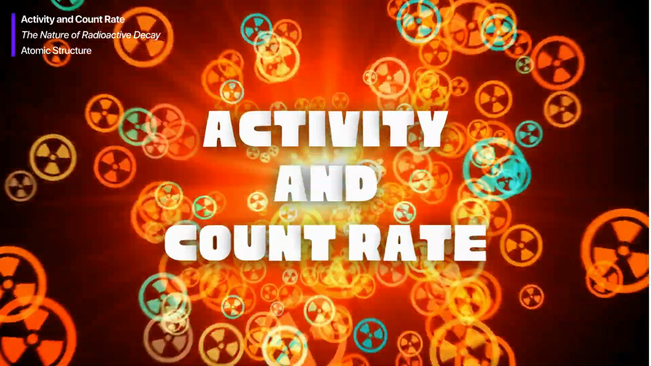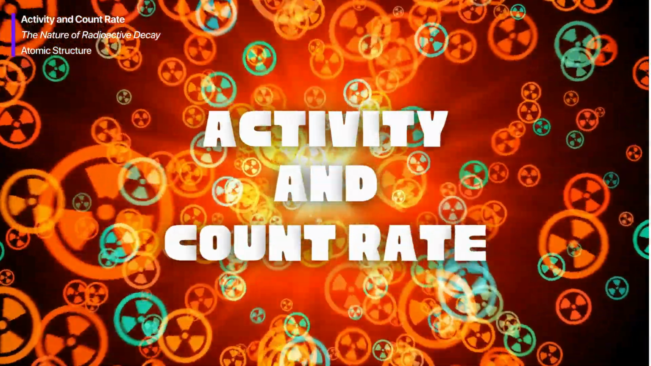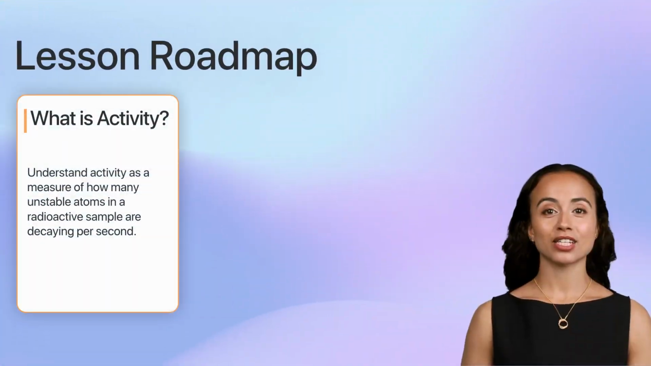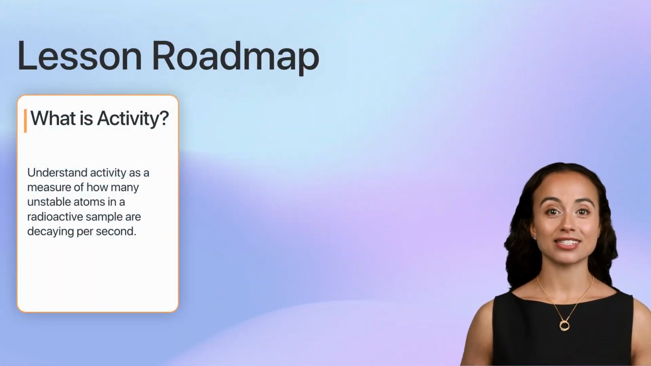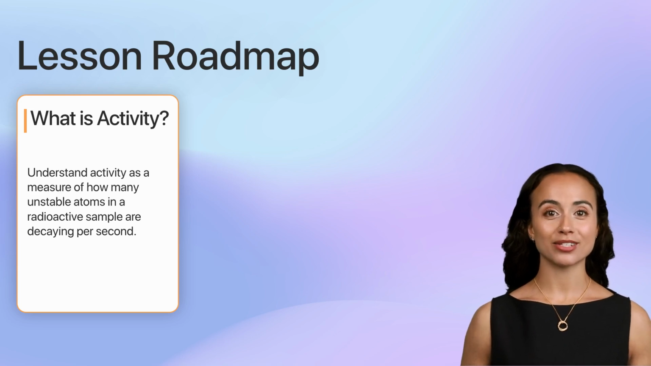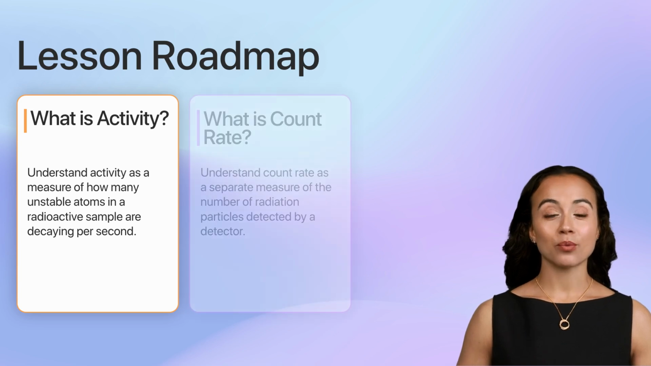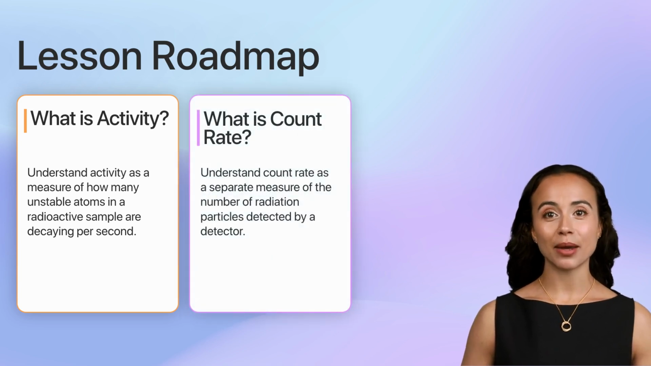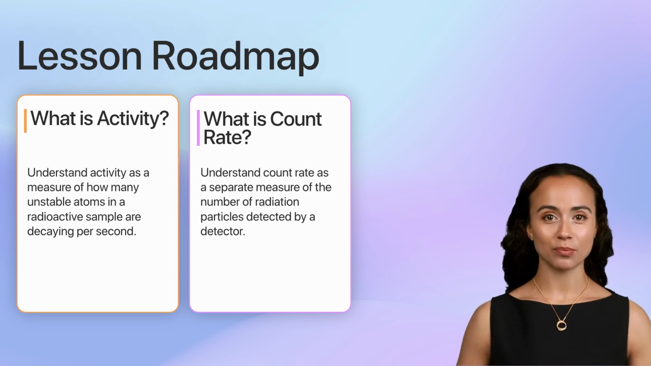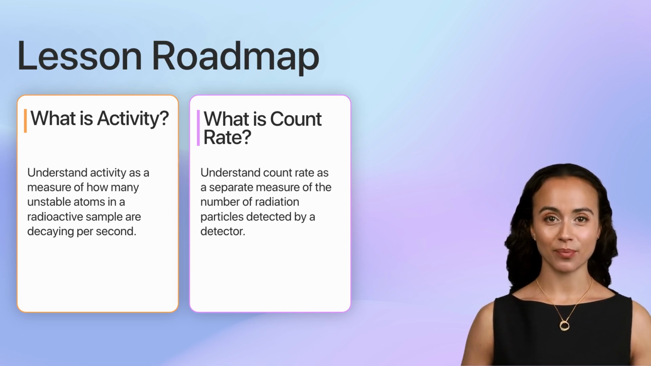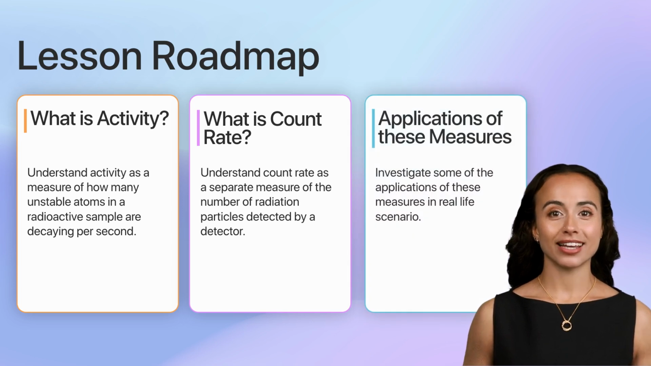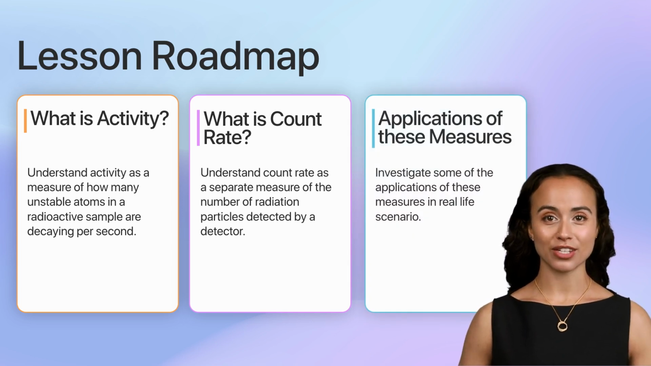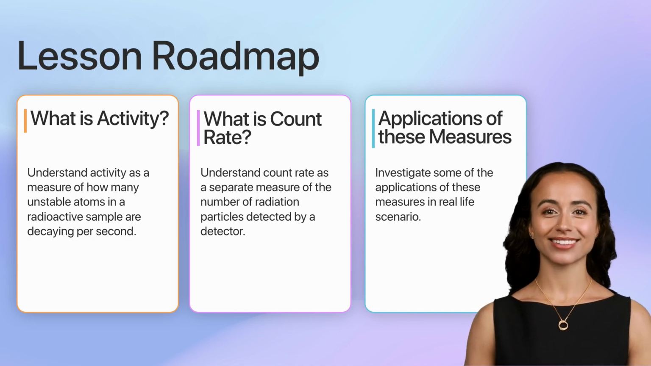Hello! Welcome to today's lesson on radioactivity. Today, we will understand activity as a measure of how many unstable atoms in a radioactive sample are decaying per second. Then, we will understand count rate as a separate measure of the number of radiation particles detected by a detector. Finally, we will investigate some of the applications of these measures in real-life scenarios.